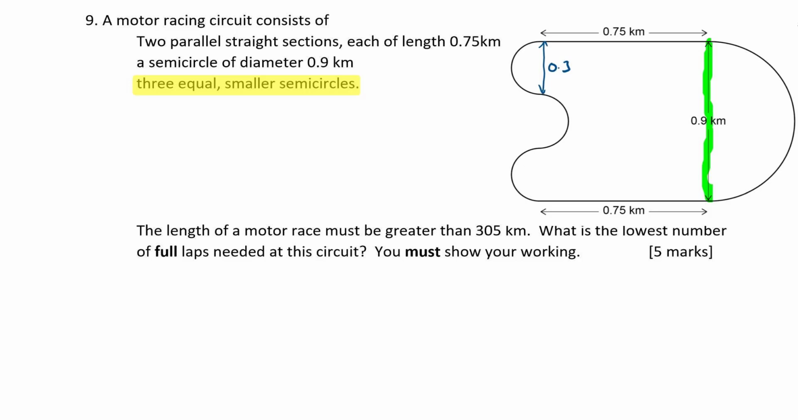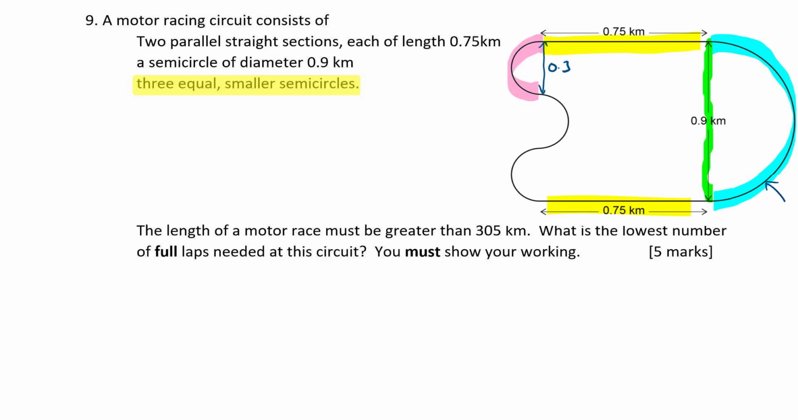Okay, so we basically need to know the perimeter of this shape, don't we? These bits here are no problem. That's 0.75 and 0.75. We then need to work out this part of a circle here, and this part of a circle and times it by 3, aren't we? Okay, should we do that then? So let's do the perimeter of this one.